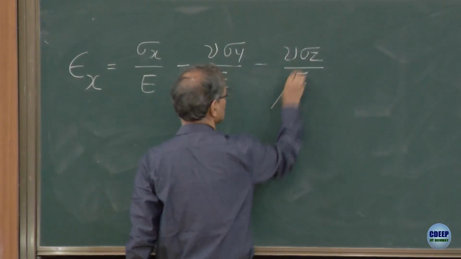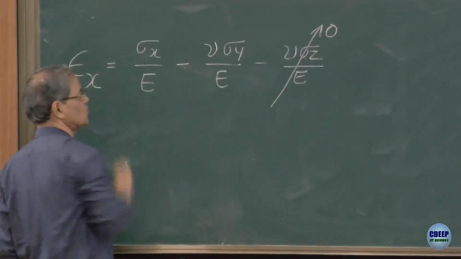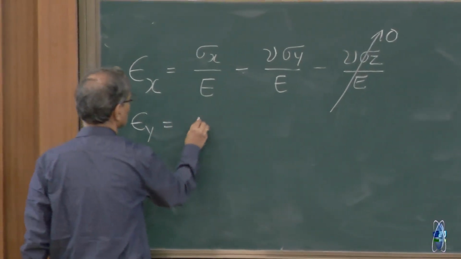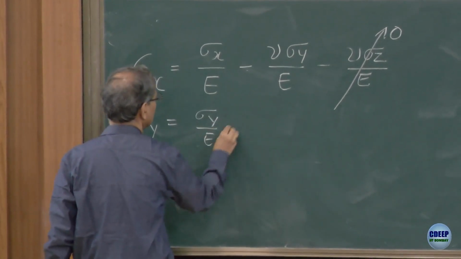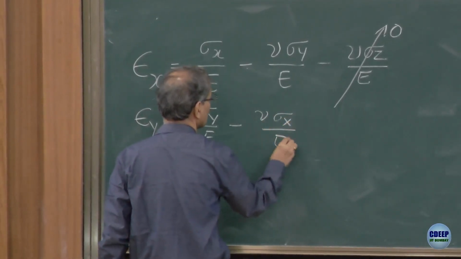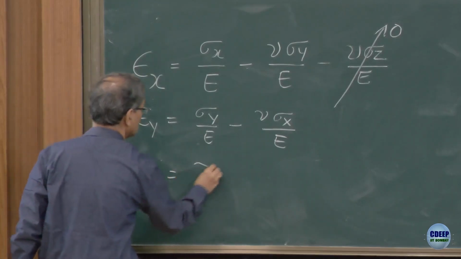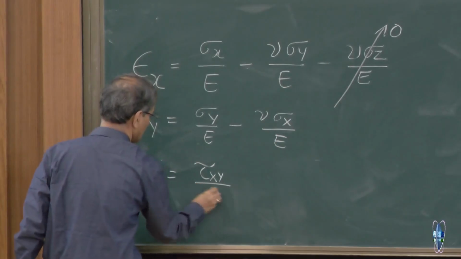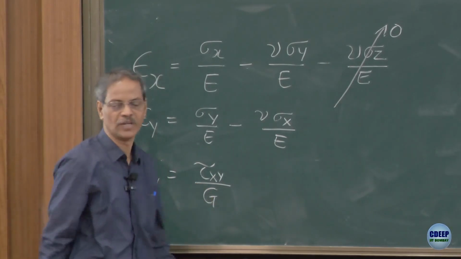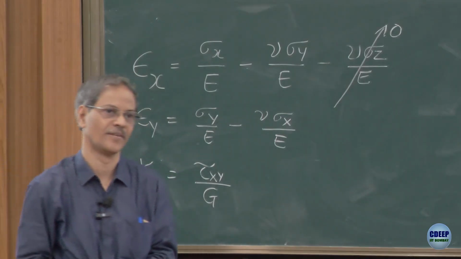But this is not 0, it is not there. Right now it is 0. So this is what we have. Similarly, epsilon y, by virtue of Hooke's law, is sigma y upon E minus Poisson's ratio times sigma x upon E. The shear strain is shear stress by modulus of rigidity. Of course, this you would have related, modulus of rigidity you would have related to the Young's modulus.